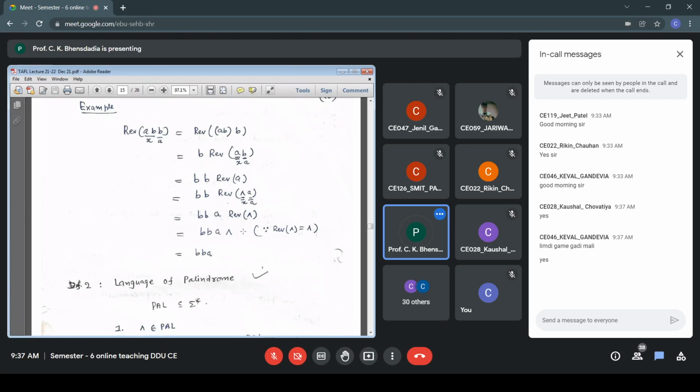Rule number 1: the null string. Null belongs to PL. The null string is a palindrome. The smallest palindrome is the null string. Null belongs to PL. PL is a subset of sigma star. What should be my rule number 2? Again, that is part of the basic strings that are palindromes. What should that be?